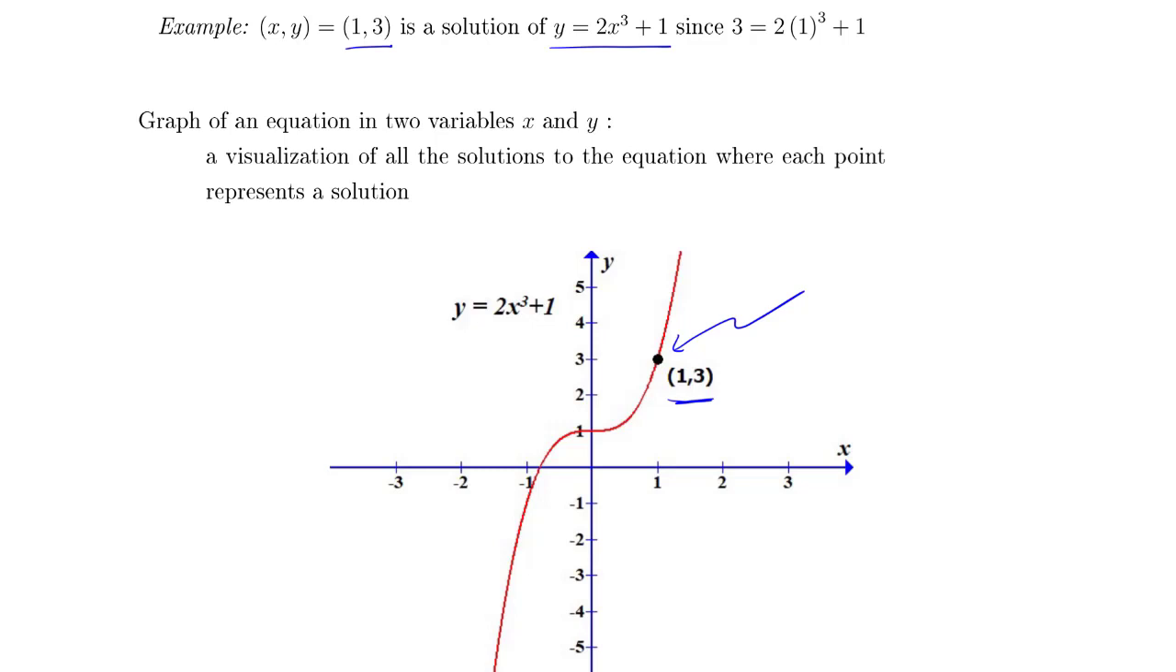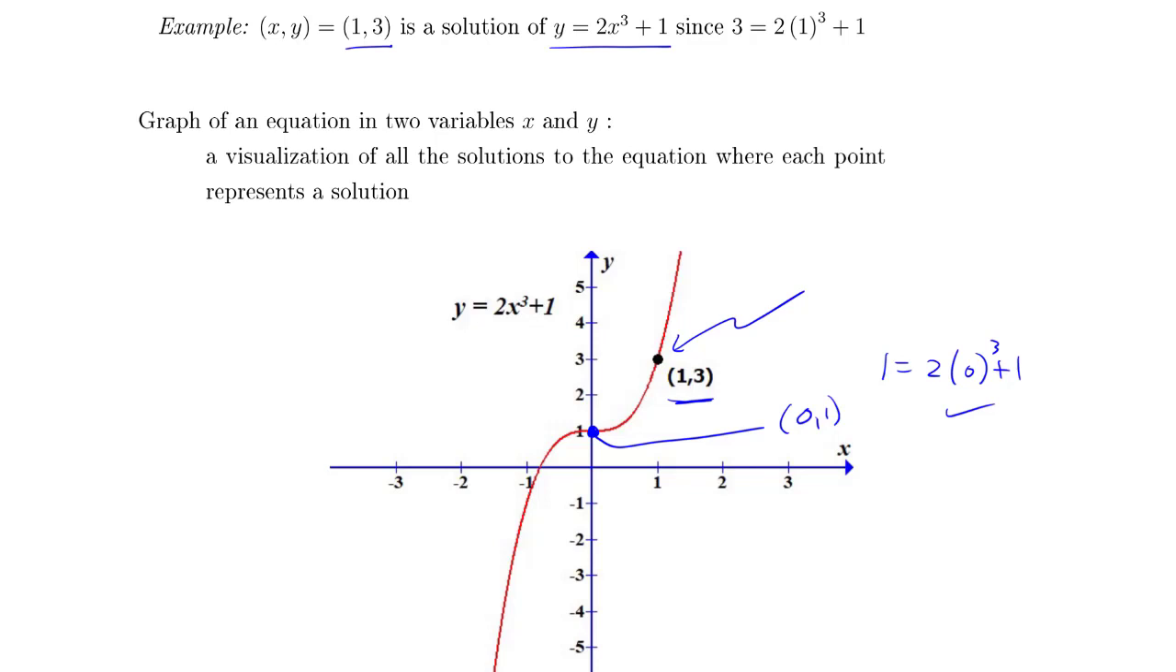Note that if we took another point, say here is 0, 1. 0, 1 is a solution to this equation because 1 is 2 times 0 cubed plus 1. So that's why 0, 1 is on the graph.